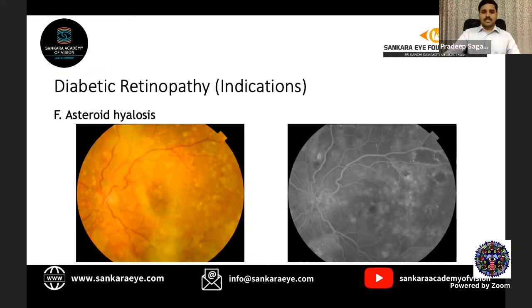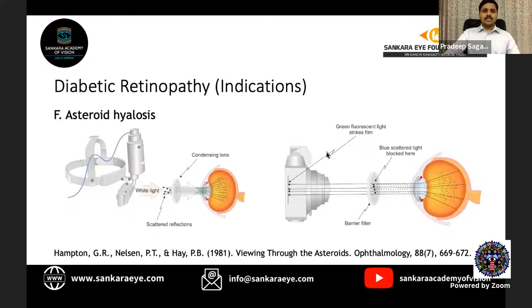Why this advantage? In patients with asteroid hyalosis, if we are seeing the patient with the indirect ophthalmoscope, the white light that we use, that is incident on the fundus, most of the light is scattered by the asteroid hyalosis.